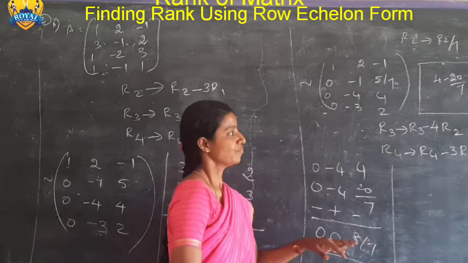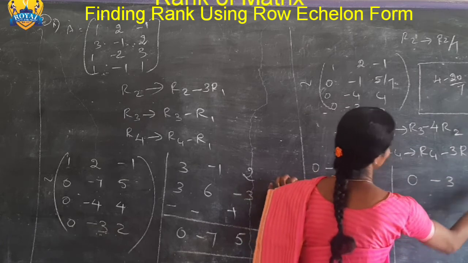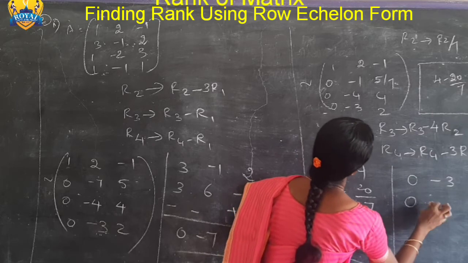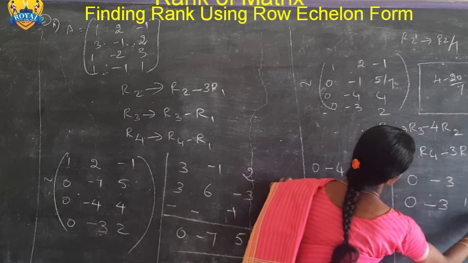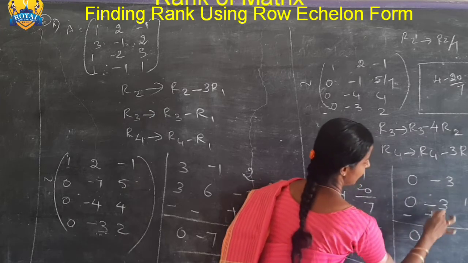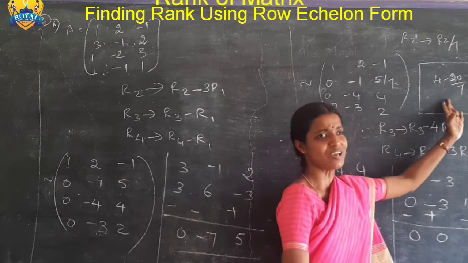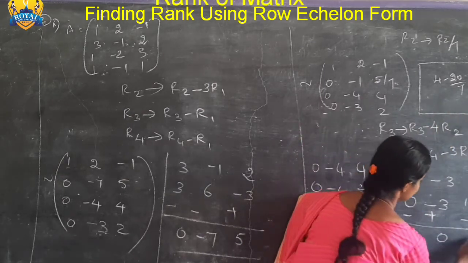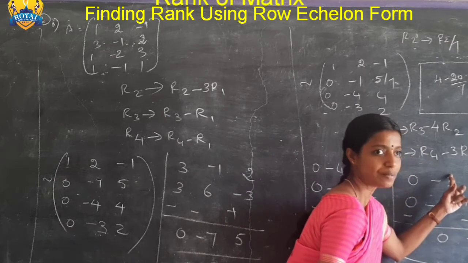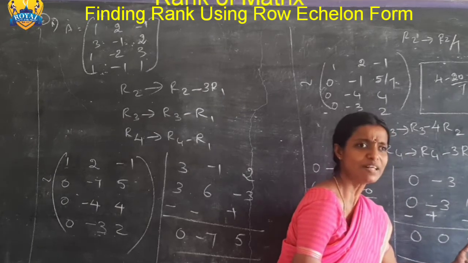Now what is my row 4? Row 4 is 0, minus 3, 2. I am going to multiply row 2 by 3. So 0, minus 3, 15 by 7. Now here also I am going to subtract. 0, minus 3 plus 3, 0. Here also 2 minus 15 by 7, the same way. So 14 minus 15 by 7, minus 1 by 7. 2 7s are 14. 14 minus 15, minus 1, by denominator 7.